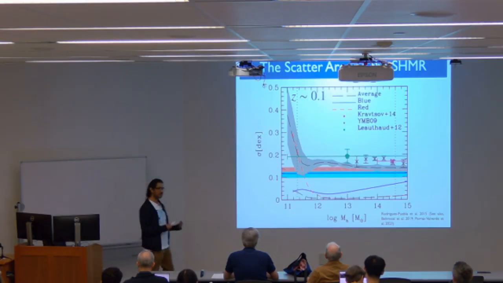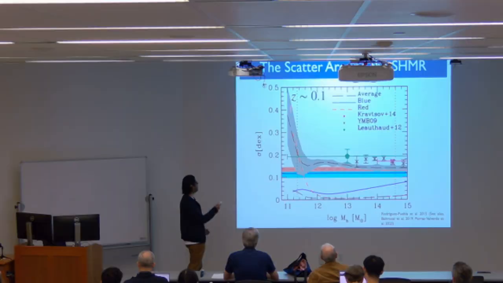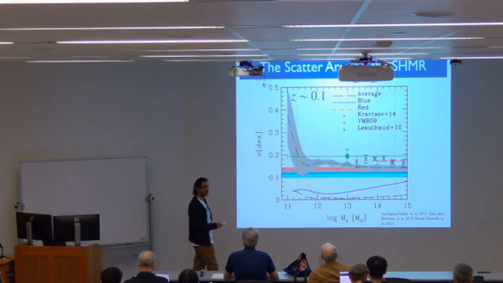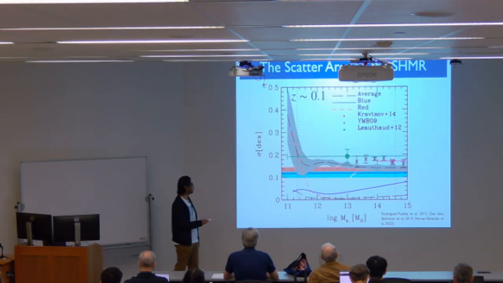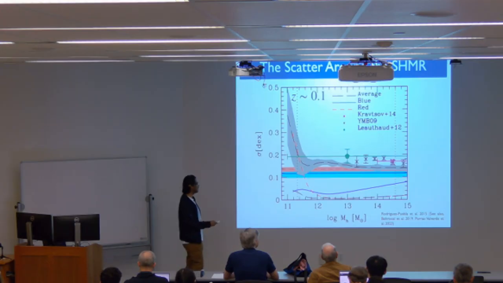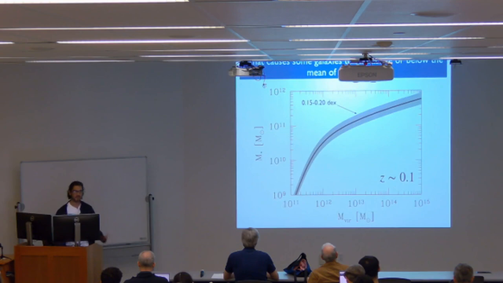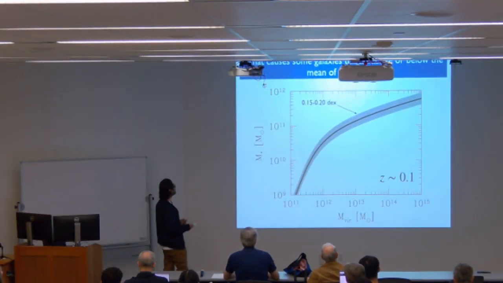Now, we know that this correlation has some scatter. And here I'm showing a bit of an old plot from my 2015 paper, but I think the state of the art is more or less the same. The scatter around the stellar to halo mass relation is more or less constant, between 0.15 dex and 0.2 dex, and it's less constant with halo mass. Now, let's introduce a question. So what causes some galaxies to stay above or below the stellar to halo mass relation?